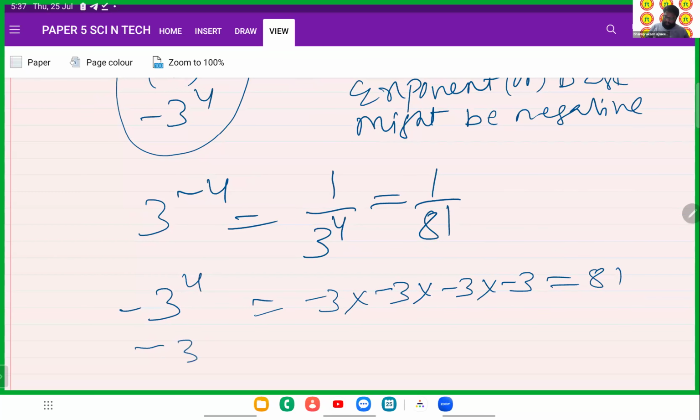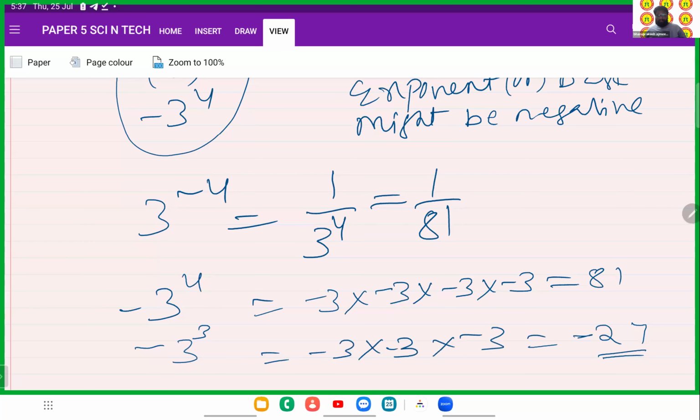Suppose you take minus 3 whole cube, it means you are multiplying minus 3 three times. So 27, minus into minus is plus, plus into minus is minus. So minus 27 is the answer. Okay. Any confusion till now? Sir, can you scroll up, sir?